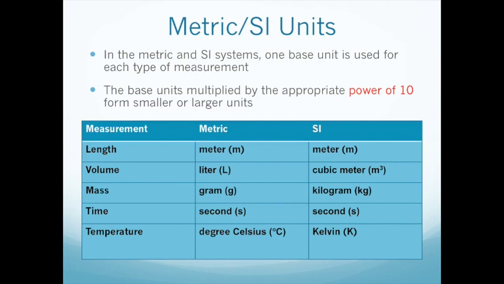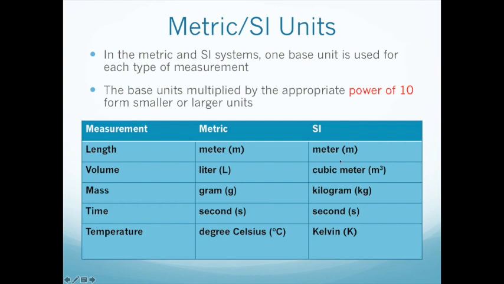So, in the metric and SI systems, 1 base unit is used for each type of measurement. And then you modify that with a power of 10 prefix or suffix to make larger or smaller units. So, the various measurements, length, volume, mass, time, and temperature, are covered in metric by the meter, the liter, the gram, the second, and the degree Celsius, respectively.